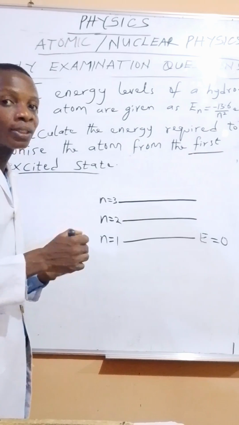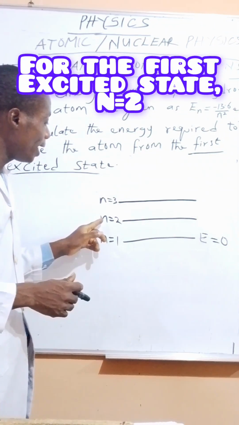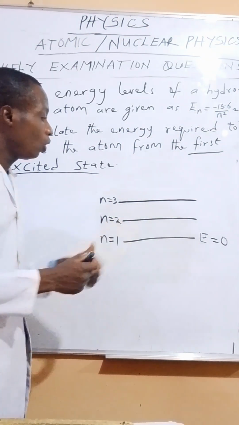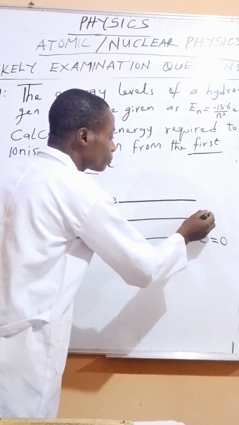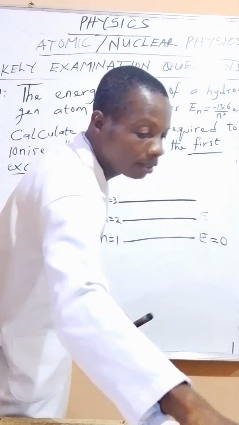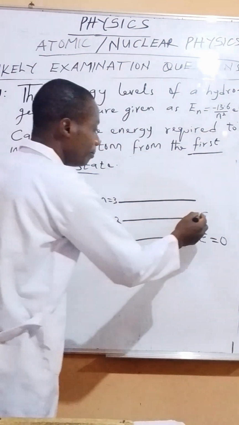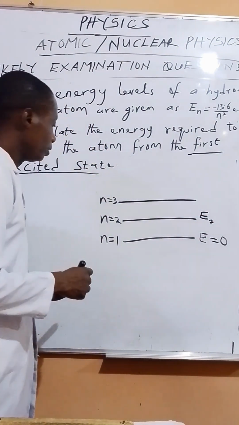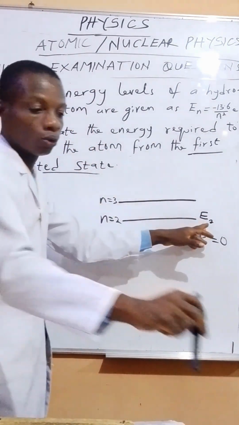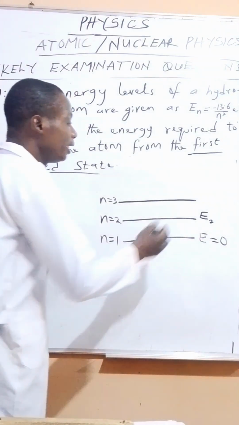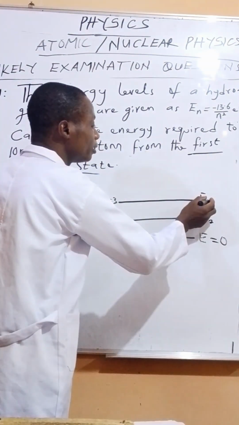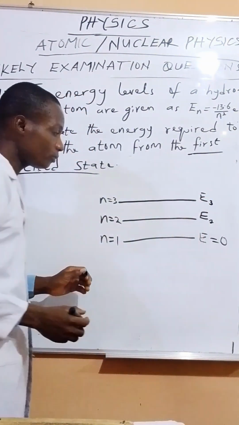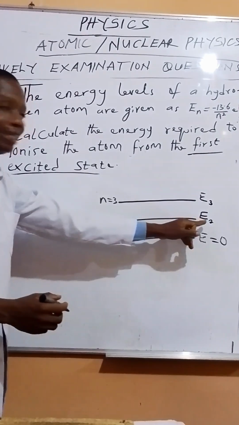The other energy levels are excited states. So, the first excited state is where n equals 2. This is where we get an energy greater than 0. E2 is greater than 0. E3 is also greater than 0. So this is the first excited state.